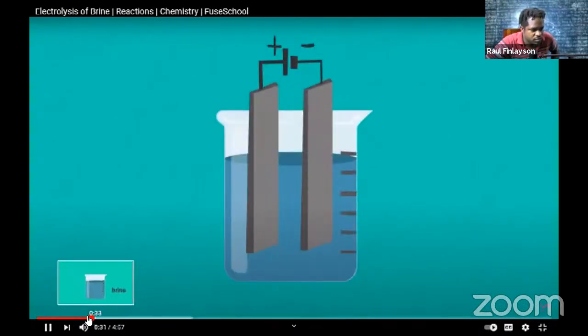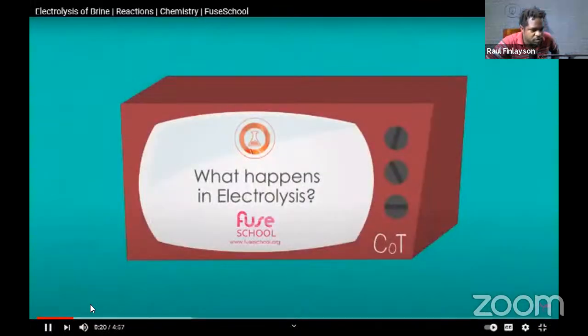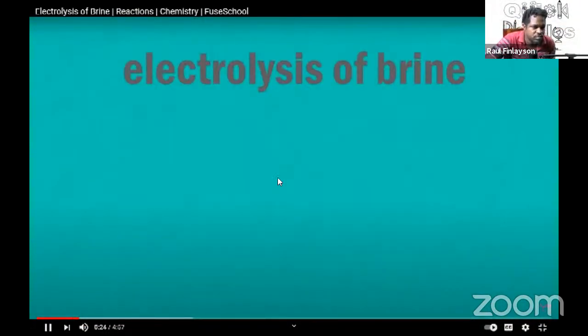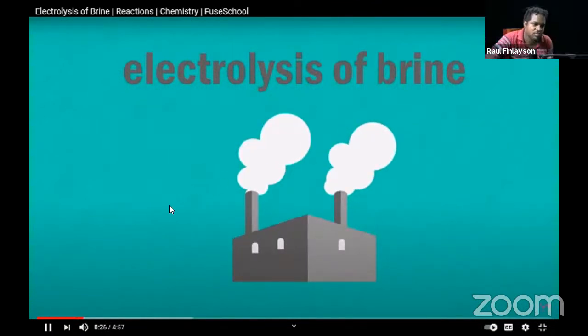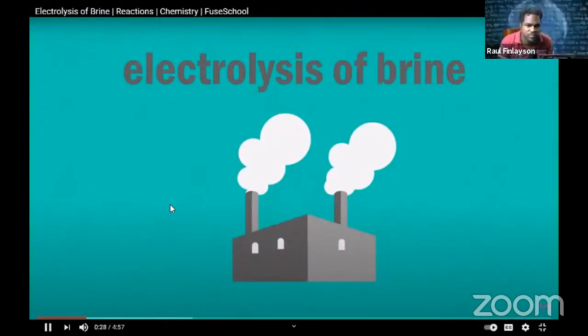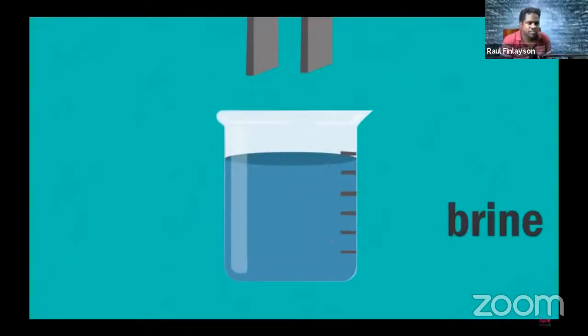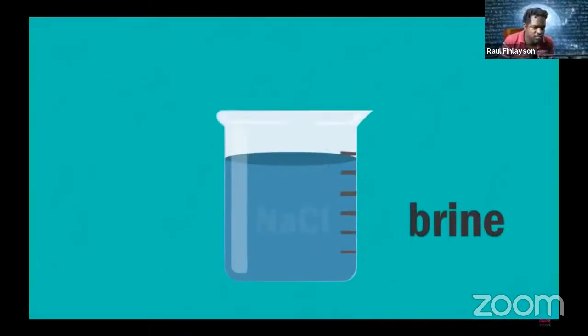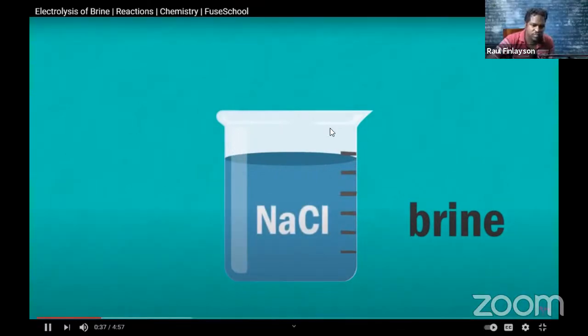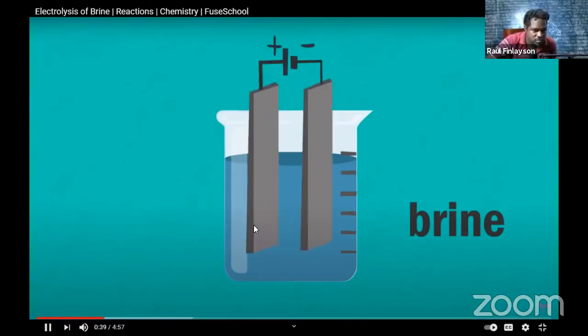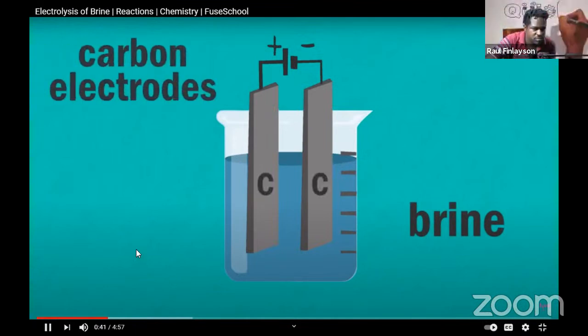On a smaller scale in the laboratory. What happens in electrolysis? The electrolysis of brine is an industrial process which is carried out on a large scale, but we can look at the process on a smaller scale in the laboratory. Brine is a saturated solution of sodium chloride. We don't want the electrodes to become part of this reaction, and so we use carbon electrodes.